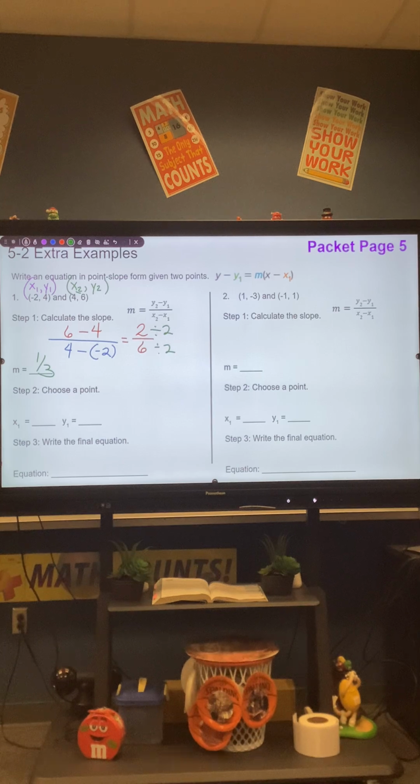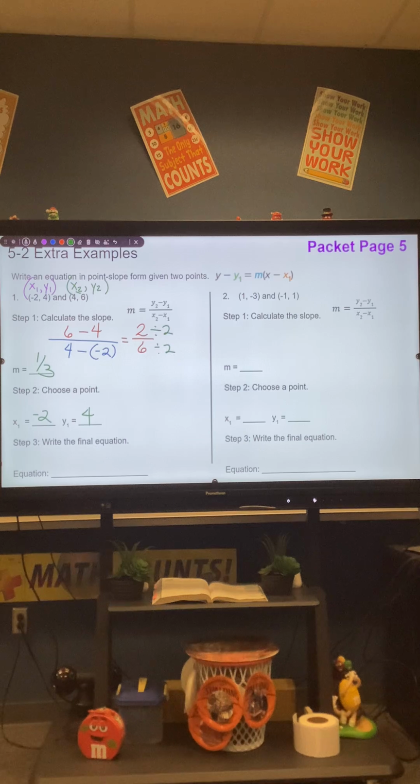We got a slope. Now we got to choose a what? What point you want to use? You want to use the first one? Doesn't matter, Mr. Young, which one I use. No. Just make sure your points come from the same set. You can't go -2 and 4. They're not the same ordered pair. This is the point. So it has to be from the same point. So -2 and a +4.